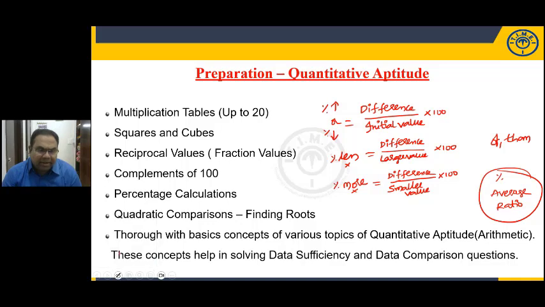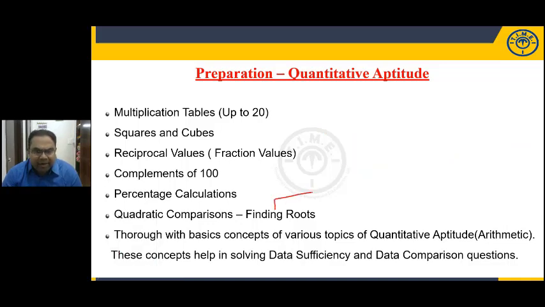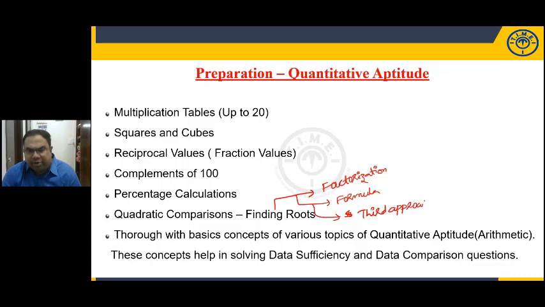Then quadratic equations, we have how to find roots. You can find roots using the factorization method. Then you have a formula approach. Then we have one more approach, the short approach, or you can call it the shortcut approach. There is a third approach. Using this, we have done 2-3 videos.